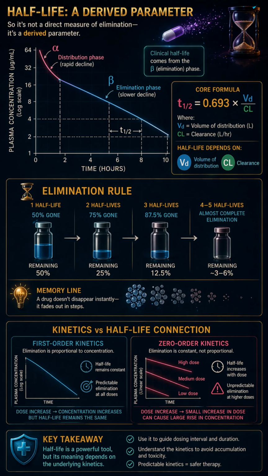Now, let's talk about the kinetics versus half-life connection. First order, half-life is constant. Zero order, half-life increases with dose. So the final insight would be: when elimination is predictable, half-life guides therapy. When it's saturated, half-life becomes unreliable. So, drug elimination is not just removal. It's a balance between how efficiently the body clears it and whether the system can keep up or not.